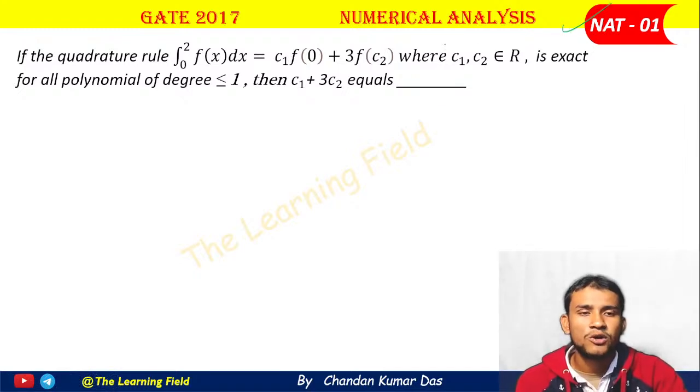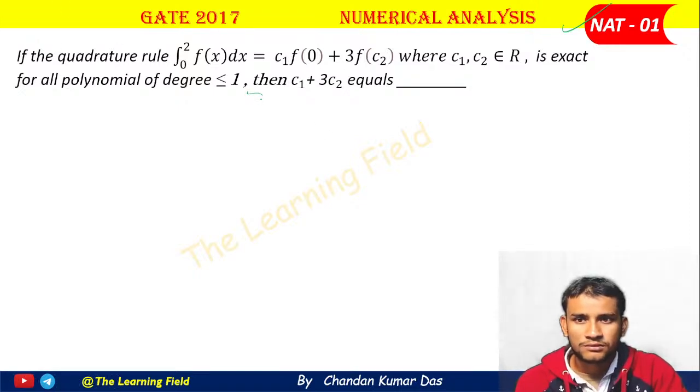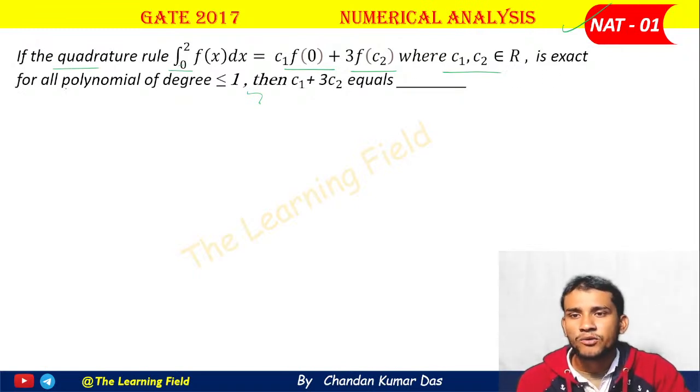The question is of 1 mark. The question says: if the quadrature rule integration 0 to 2 f(x) dx is equal to c1 f(0) plus 3 c2 f(c2), where c1, c2 belong to R, is exact for all polynomials of degree less than or equal to 1, then c1 plus 3 c2 equals what? This is a very easy problem.